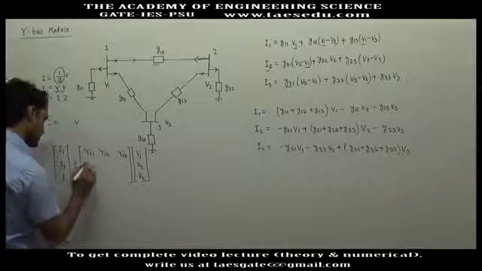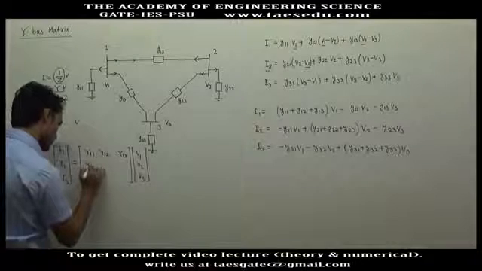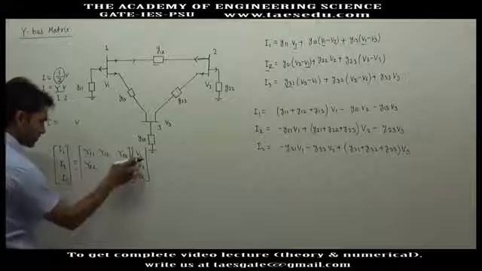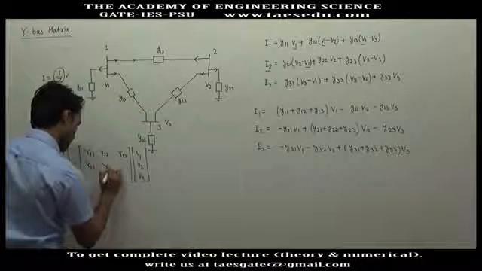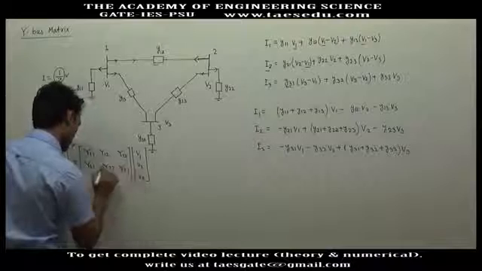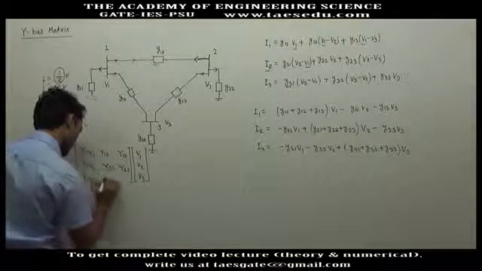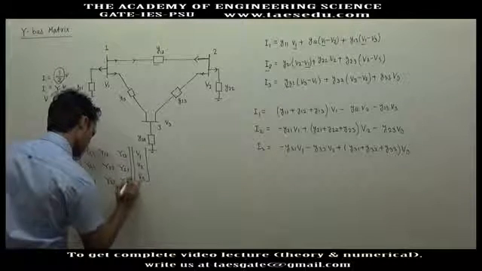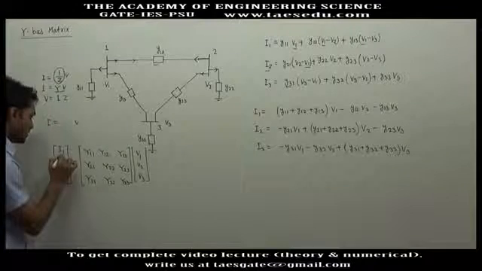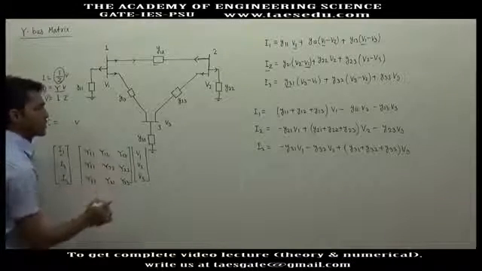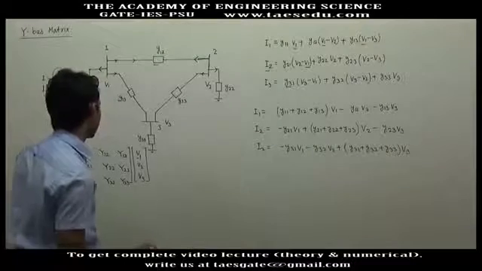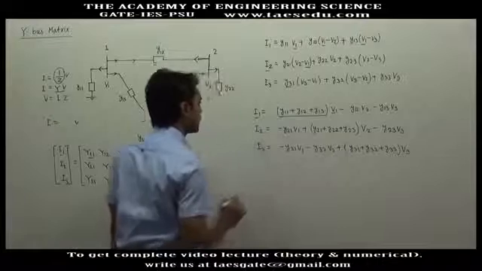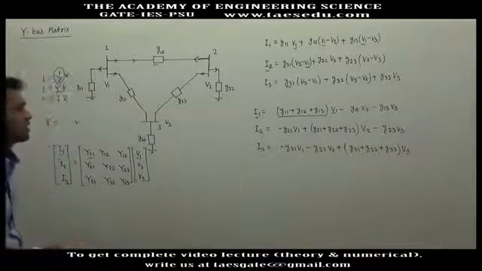For I2, here you will have Y21, which means I2 will have Y21 into V1, then Y22, Y23, Y31, Y32 and Y33. Okay, so I1 equals Y11 into V1. Now compare the relation of I1 and V1. What is the constant? Y11 plus Y12 plus Y13.